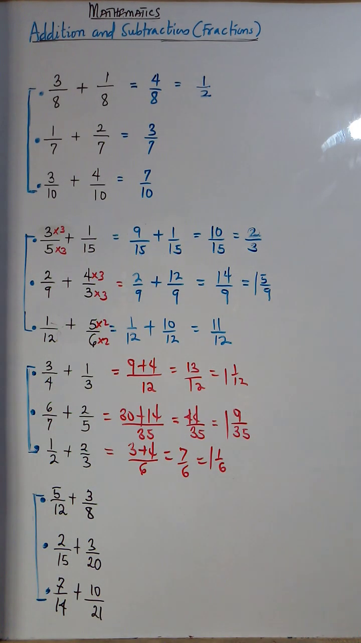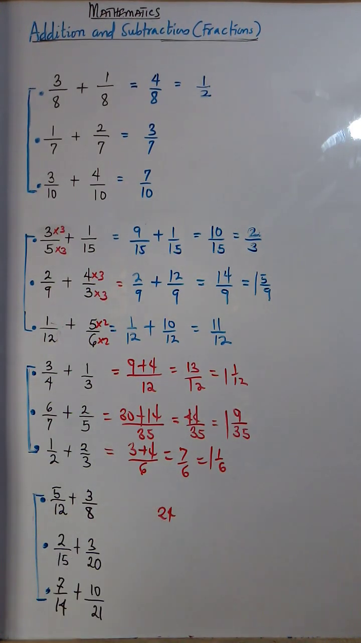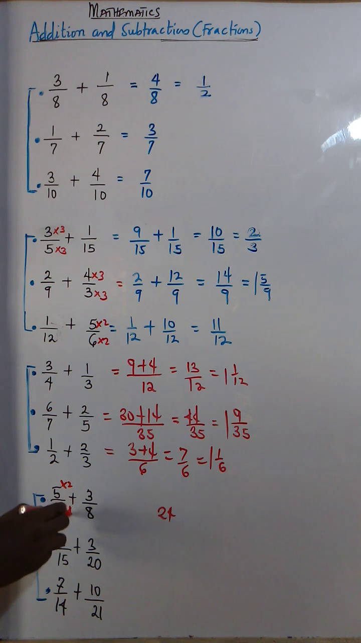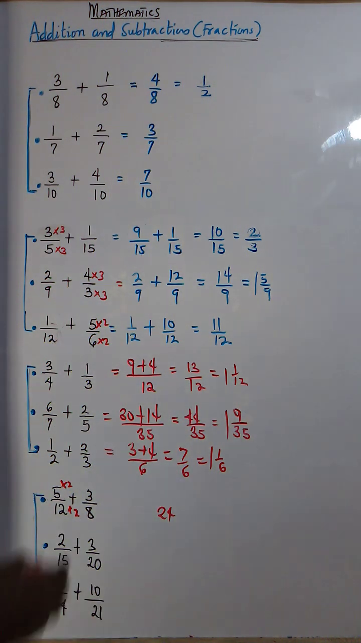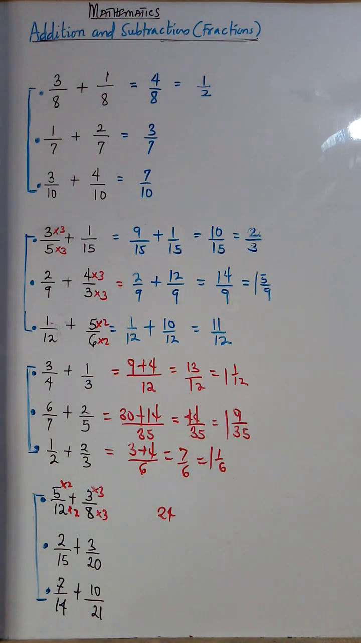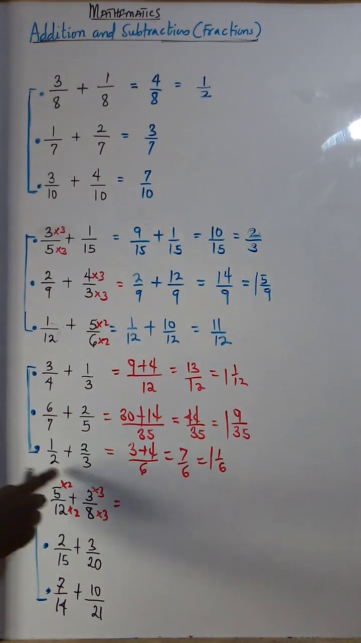So the LCM of these two is 24. So what can we do here? How many 12s can you see in 24? 2, right? So multiply the numerator by 2, the denominator also by 2. How many times can 8 go in 24? 3. Multiply this one by 3, this one also by 3. By doing so, the fractions will have the same denominator. So 5 times 2 is 10.